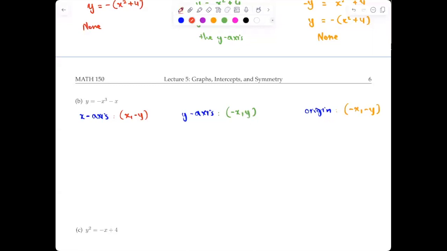All right, so this is the original equation. x is just x, y is replaced by negative y. So I get negative y equal to negative x cubed minus x. Then I want to solve for y by itself, so I multiply both sides by negative 1. I get y equal to the negative of negative x cubed minus x. Clearly this is not the same as the original equation, so you conclude there's no symmetry with respect to the x-axis.